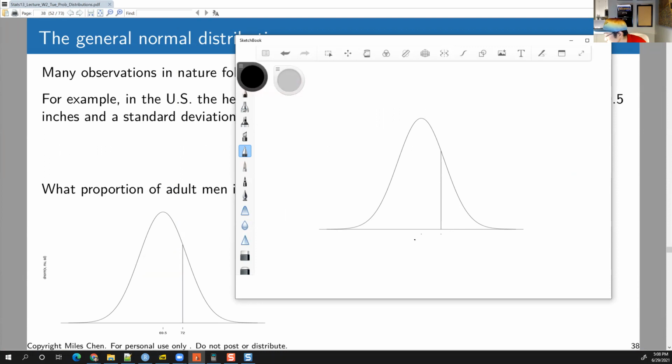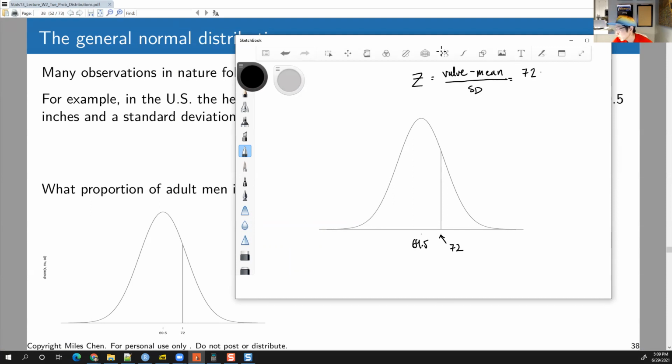So our mean is 69.5, and here our cutoff line is 72. What we want to do is figure out our z-score. So we're going to ask, what's the distance from the mean? We just do value minus the mean. That's our distance from the mean. Then we divide by the standard deviation to say, what is that distance in standard deviations?